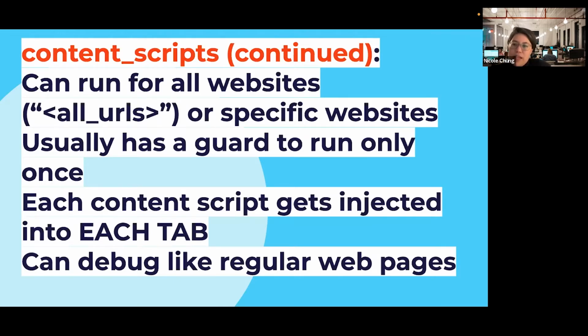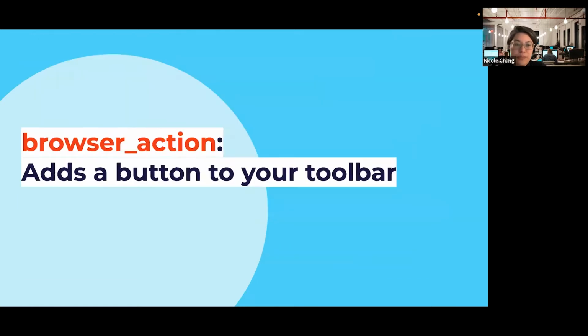Because then you're going to get unexpected results. So there's usually some guard at the top to make sure it only runs once. Each content script gets injected into each tab. This is where things get confusing, because when we do message sending, you have to send the message and then specify which tab you're going to send it to, or else the content script gets confused. But the nice thing about content scripts is you can debug them like a regular web page.